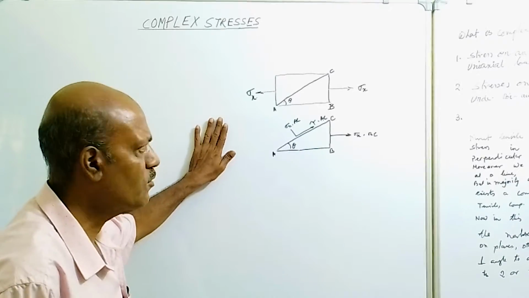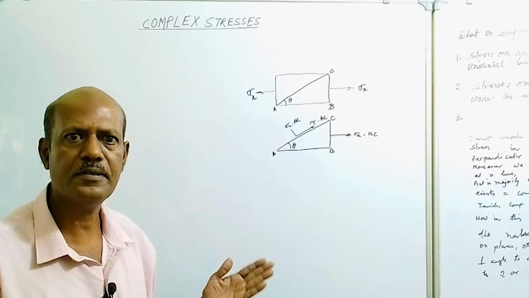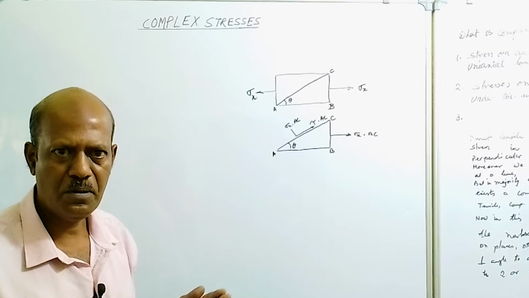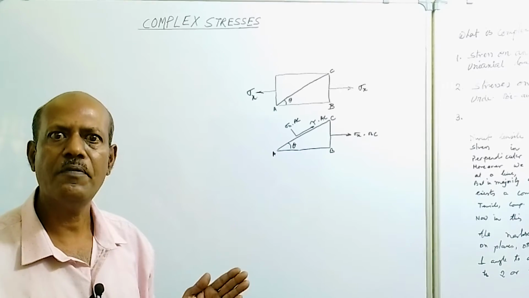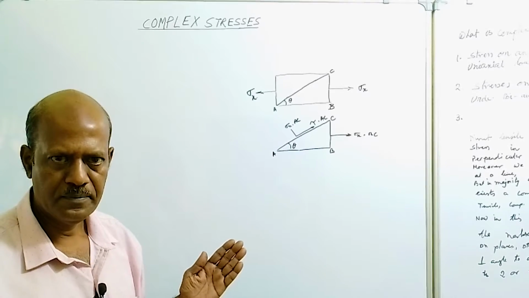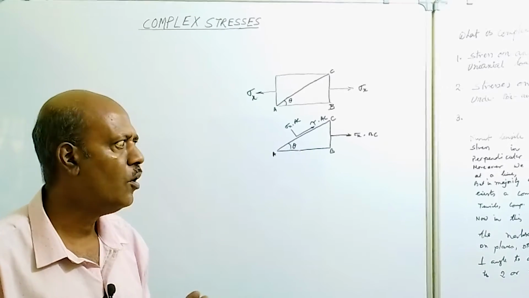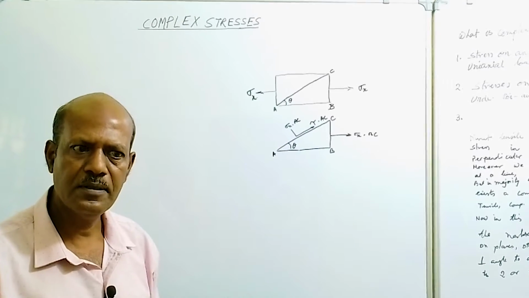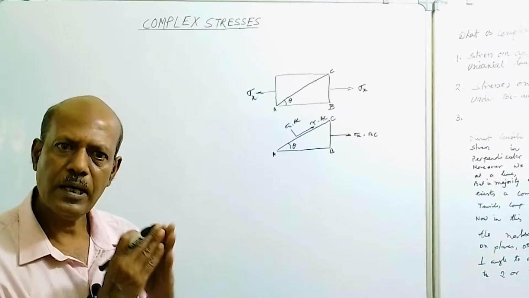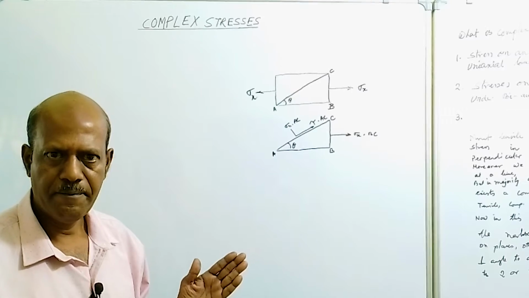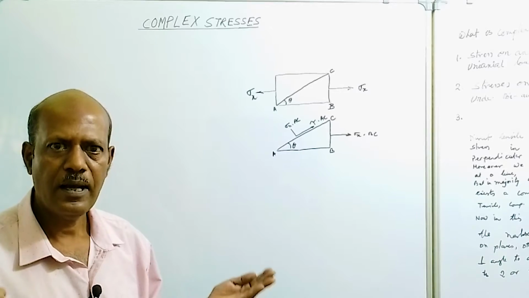So what is actually complex stress? Till date what we have studied is simple stresses. There we have seen the stresses acting in one plane which is perpendicular to the direction of loading. The stresses we have seen are the direct stresses, that is direct tensile stress or compressive stress, as well as the shear stresses. The stresses were acting on a plane, and moreover we have considered one stress at a time.